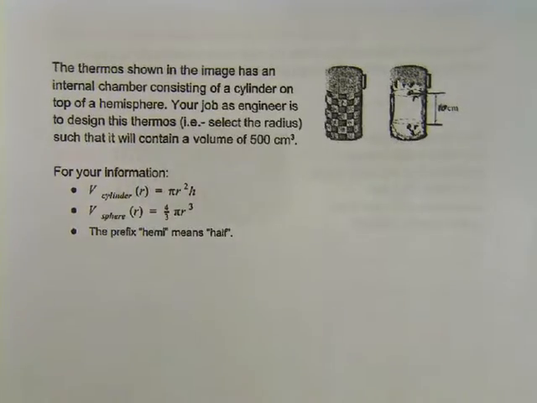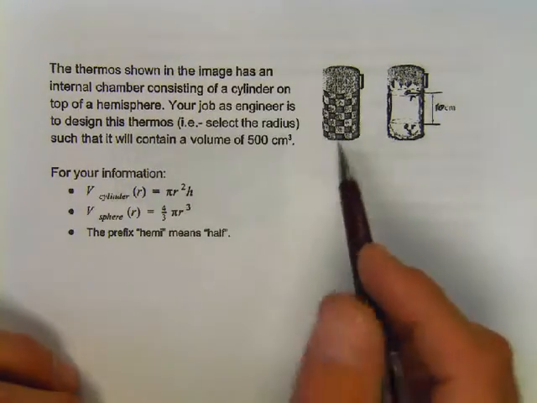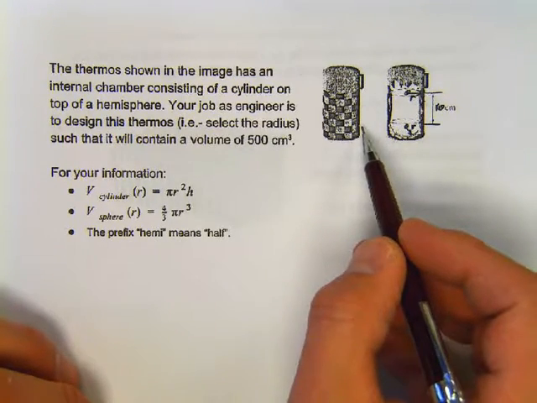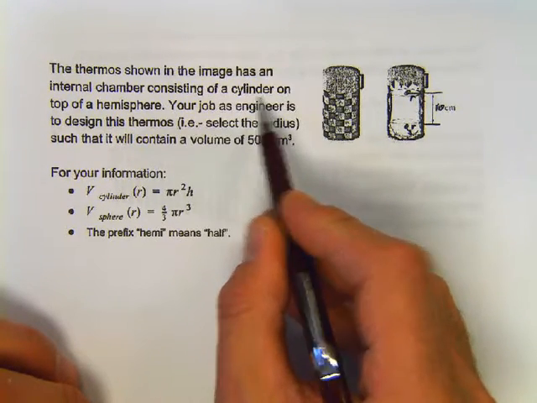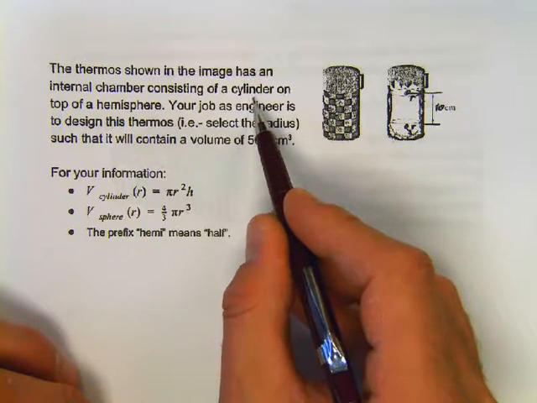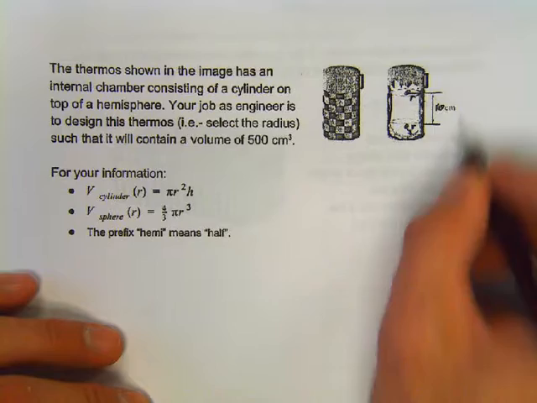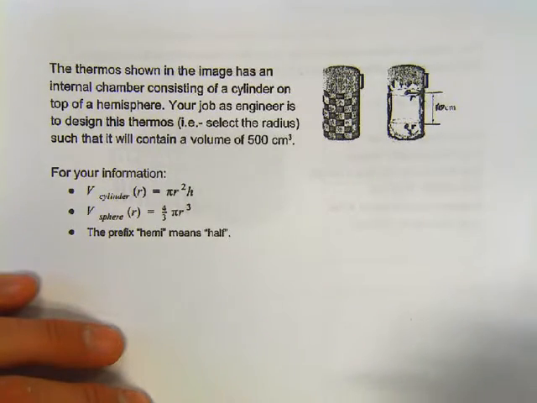So this is an old-fashioned thermos. It's shown in the image here. It has an internal chamber which consists of a cylinder on top of a hemisphere. Now that's kind of hard to see. It's right in here, so I'll redraw it for you.